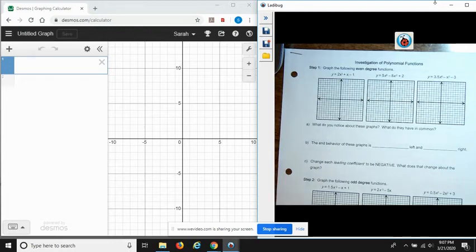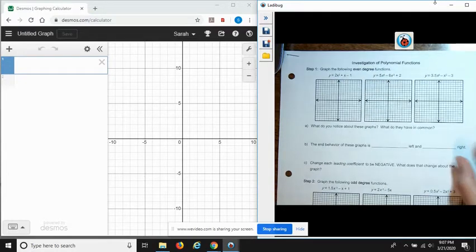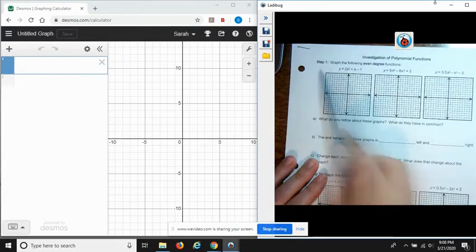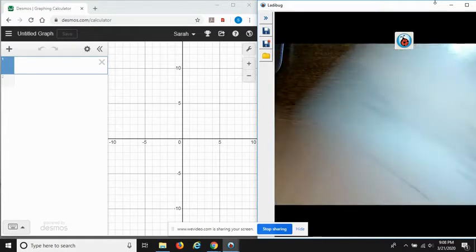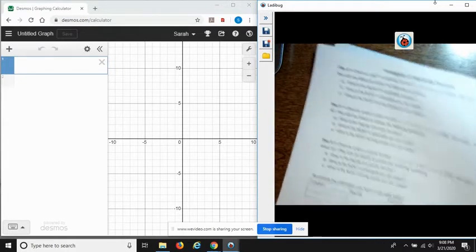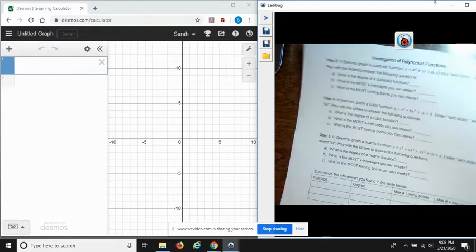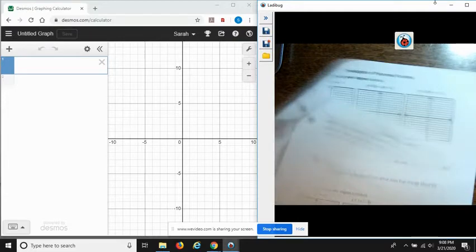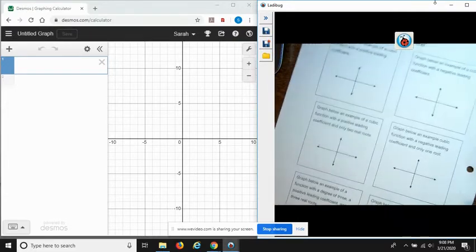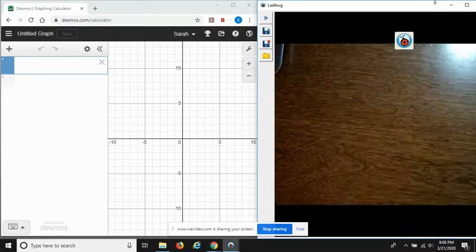Hey everybody, so this is our investigation that we're going to do. How we're going to do this is I'm going to step through part of each step. So like there's step 1 right here, step 2, step 3, 4, 5, there's some summaries. It goes all the way through step 7, and then there's practice on the back, okay? So this is a little bit of a long thing.